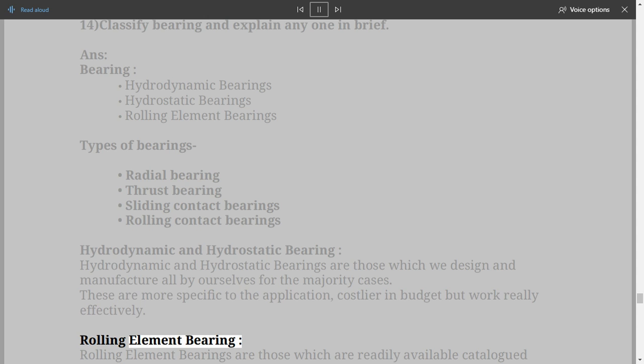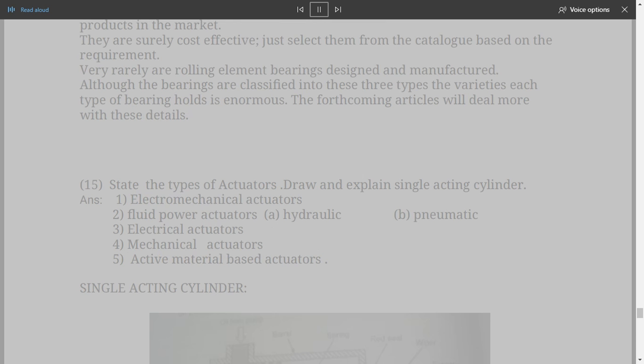Rolling element bearing. Rolling element bearings are those which are readily available cataloged products in the market. They are surely cost-effective, just select them from the catalog based on the requirement. Very rarely are rolling element bearings designed and manufactured. Although the bearings are classified into these three types, the varieties each type of bearing holds is enormous. The forthcoming articles will deal more with these details.